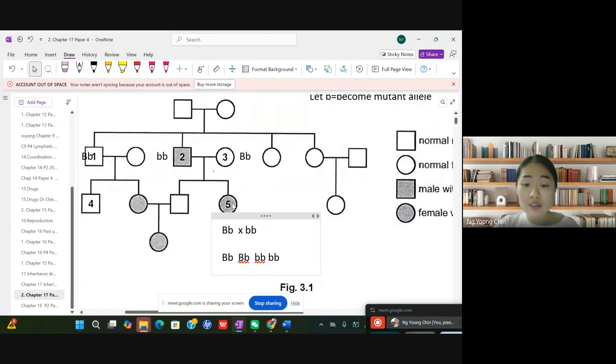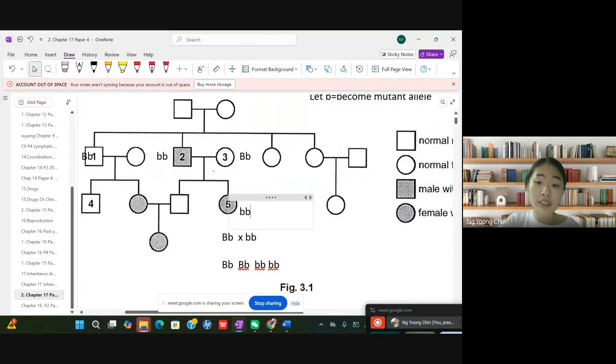So that's why 5 is showing that it is small b. And then here showing what? One B, one small b, one bb. Same here also.